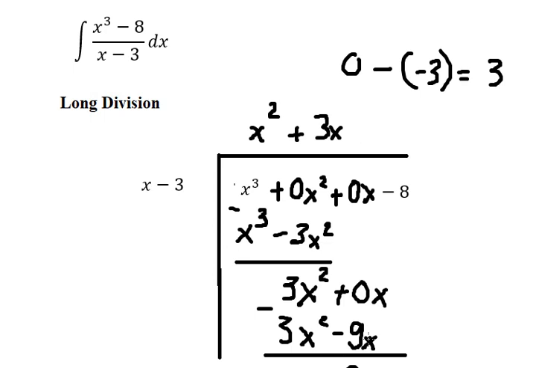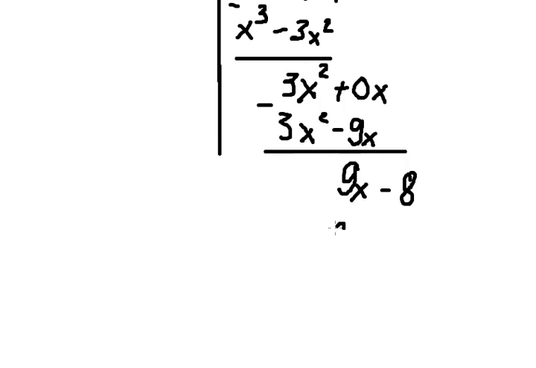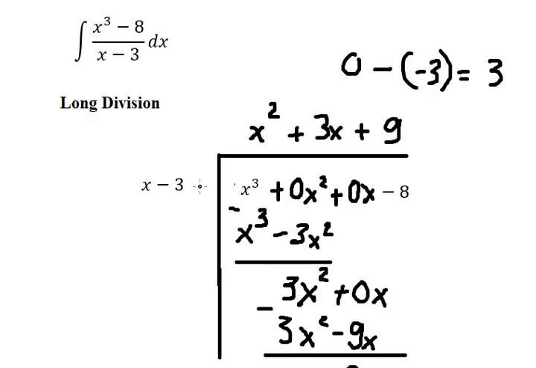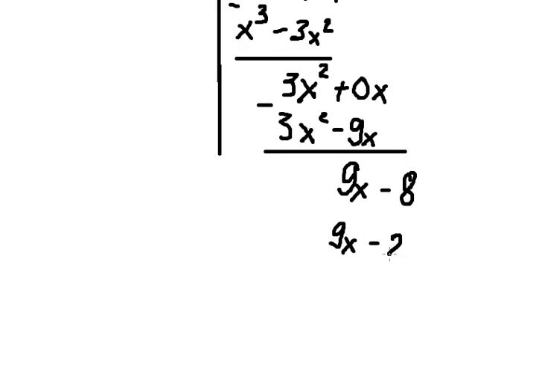So this one we have 9, so we need to multiply by 9 in here. 9 with x, we have 9x. 9 with negative 3, we have negative 27. We minus the 2 equations. So we have 9x minus 9x, they cancel. Negative 8 minus negative 27. So we have 19.